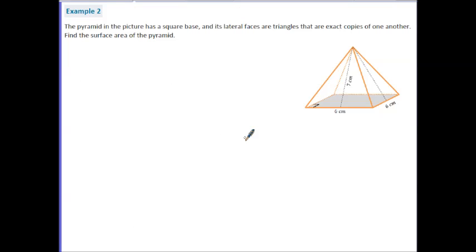Example 2 says the pyramid in the picture has a square base and its lateral faces are triangles that are exact copies of one another. Find the surface area of the pyramid.